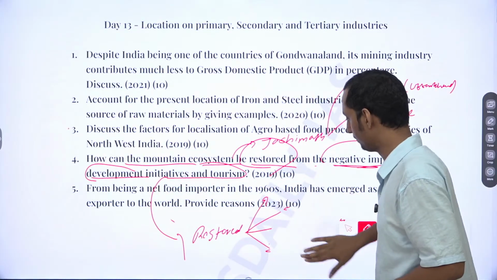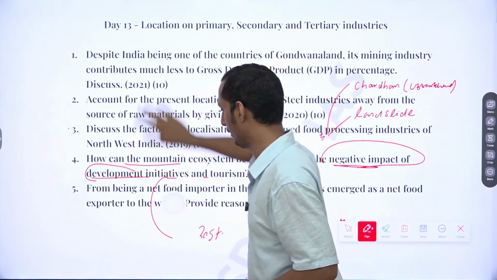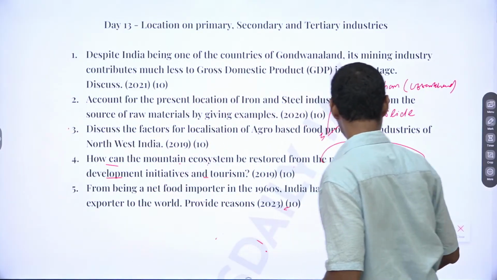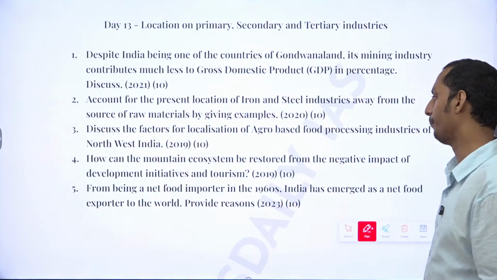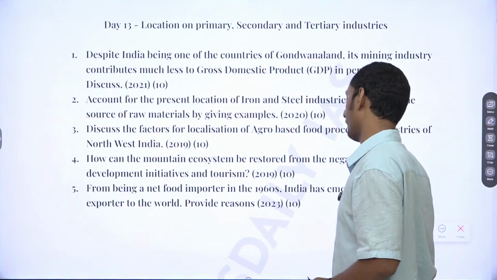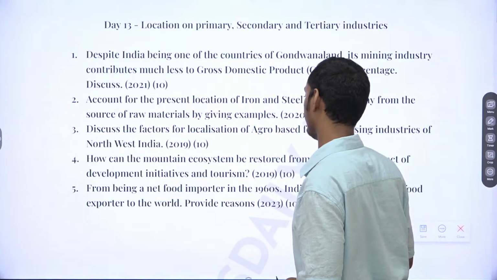Now for the last question, it's a very simple question as well. So what does the question ask? From being a food importer in the 1960s, India has emerged as the next exporter to the world.